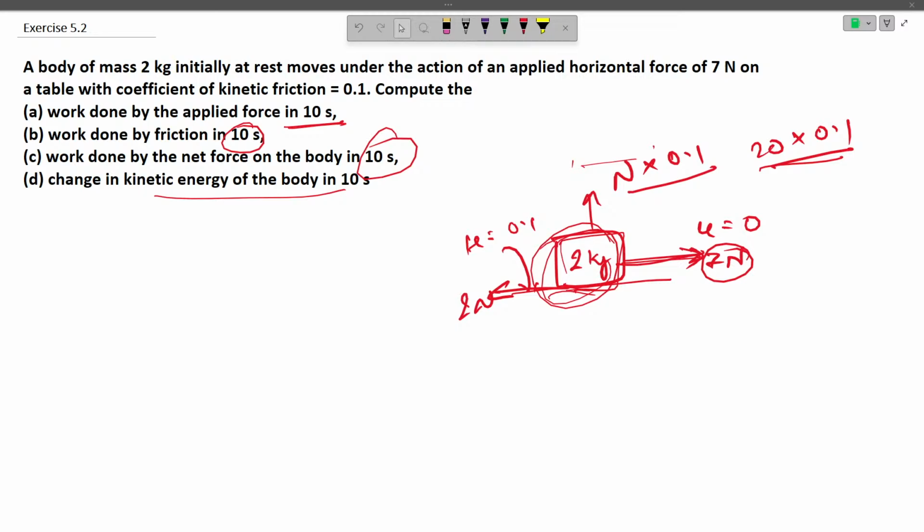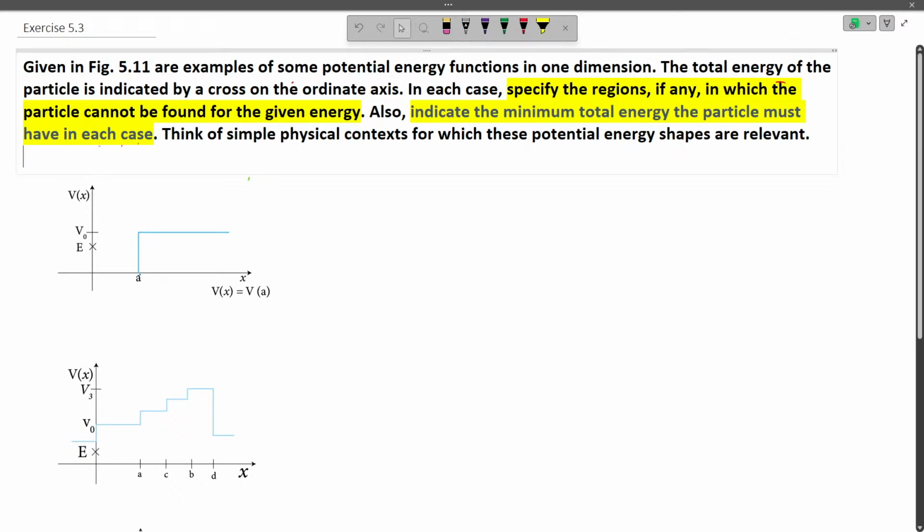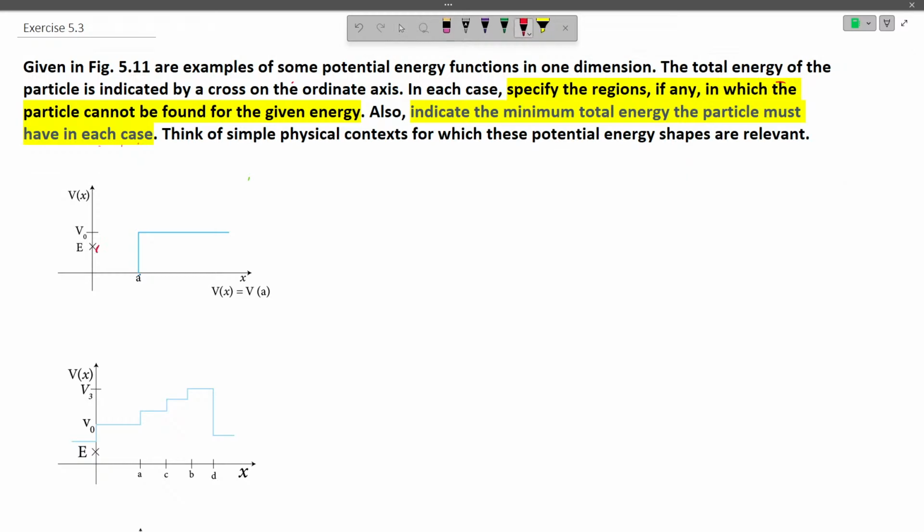So let's move to the next question, that is 5.3. This question says that, given, figure 5.11 are examples of some potential energy functions in one dimension. The total energy of the particle is indicated by the cross on the ordinate axis, that is, the y-axis. In each case, specify the region, if any, in which the particle cannot be found for the given energy.